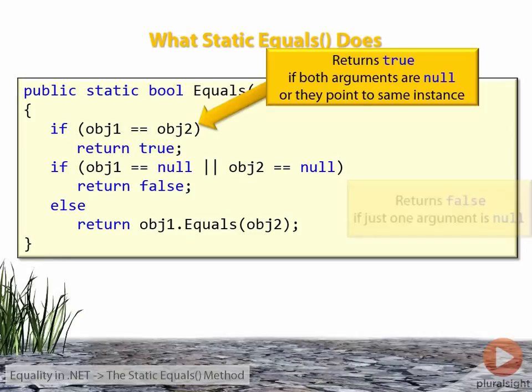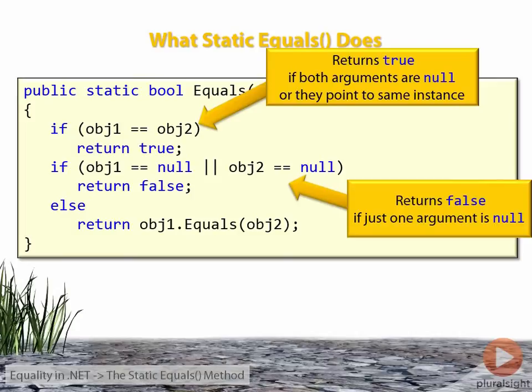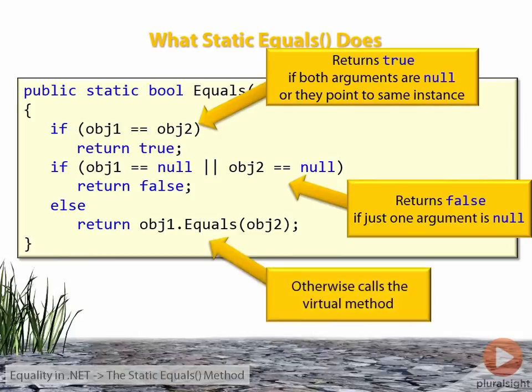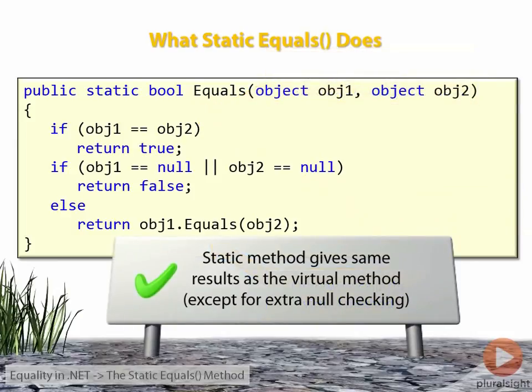The next statement will cause the method to return false if just one of the parameters is null and the other is not null. And finally, if we hit the else clause, then we know that both parameters point to actual instances, so we can just call the virtual equals method. This means that the static equals method will always give exactly the same result as the virtual method, except that it checks for nulls first.